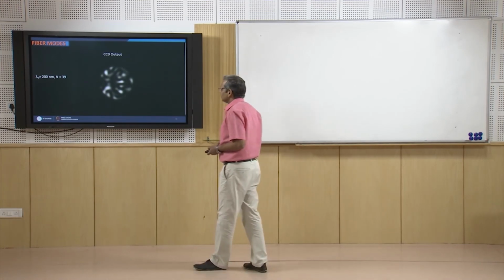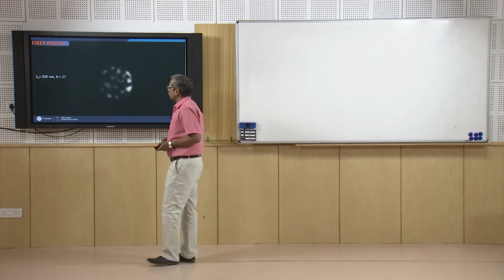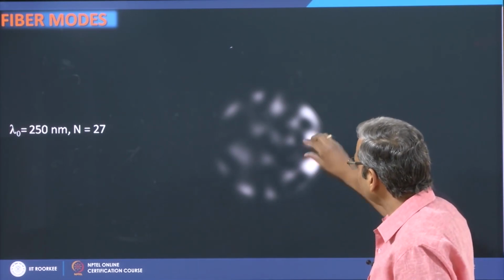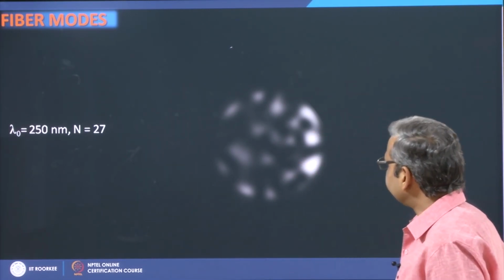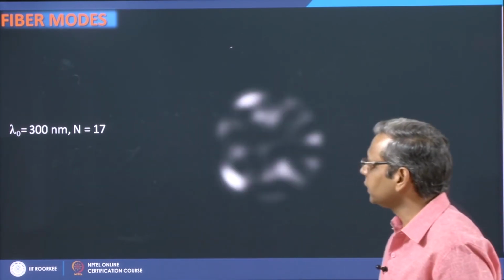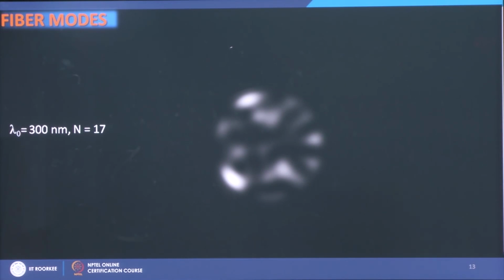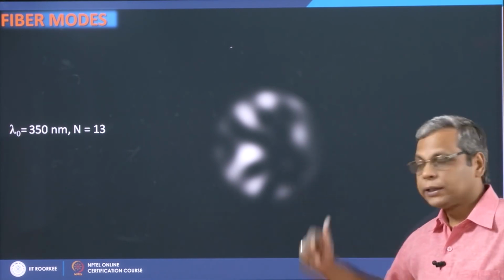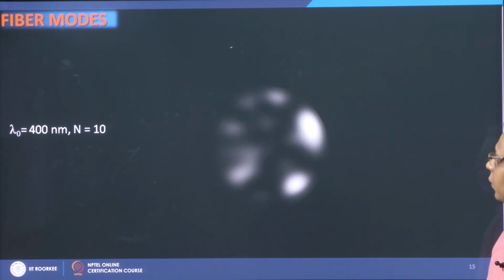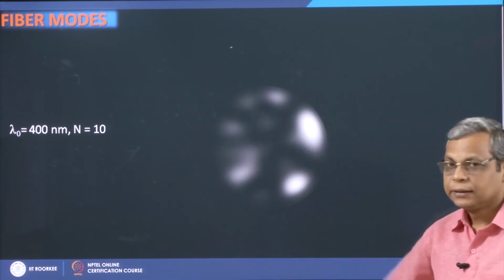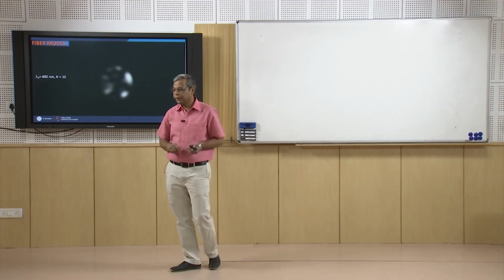When I change the wavelength from 200 to 250, this changes. The grain size of the speckle here increases slightly, and the number of modes decreases. I further change it to 300 nanometer, the number of modes is now 17. I increase it to 350 nanometer, the number of modes is 13. At 400 nanometer, the number of modes is 10, and now you can see the grain size in the speckle pattern.